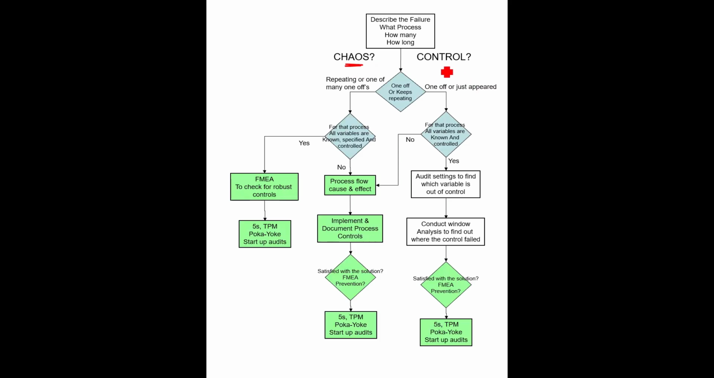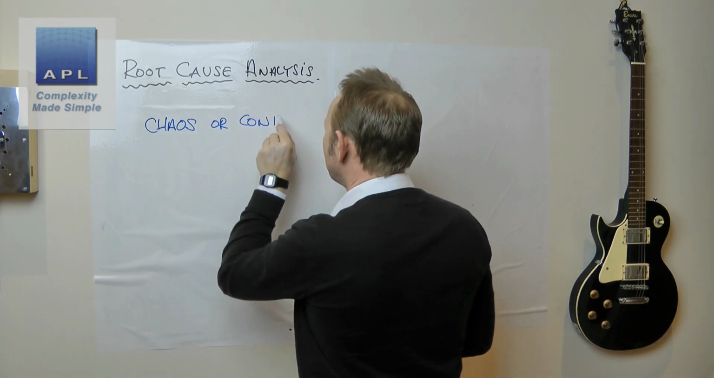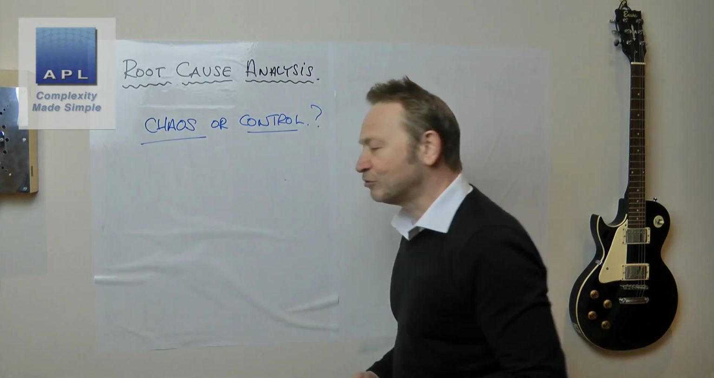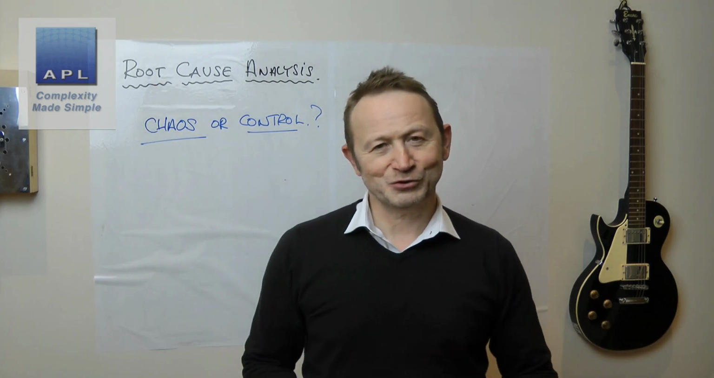Now, if you send me an email, I will send you this slide if you wish to have a copy of this flow diagram, but you can see it here. Please send me a message, and I will send you a copy if you think that it's helpful. But the question that's asked, are you in chaos or are you in control? This is crucial to your root cause problem solving approach. Okay, chaos or control. Now, how do you decide whether you are in chaos or control?